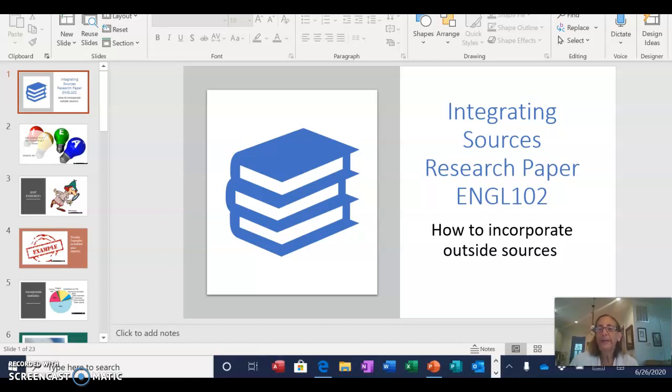Before we get into the major project for this semester, which is the research paper, I thought a good introduction would be about how to integrate sources, because that's part of the process for this research paper. So let's chat a little bit about how to do that, and why to do that, and when to do that.